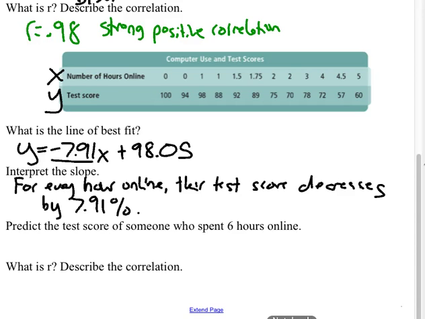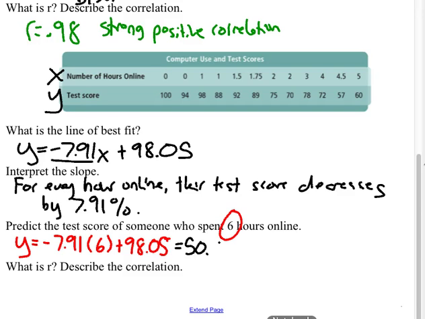All right. Now, let's predict, what about someone who was online for 6 hours? All right, so let's plug that in. Let's plug in the 6. And then, of course, let's type that into the calculator to see. So negative 7.91 times 6 plus 98.05. So someone that spends 6 hours online is only expected to get about a 50.59% on their test.